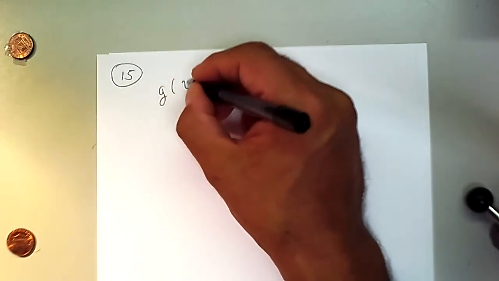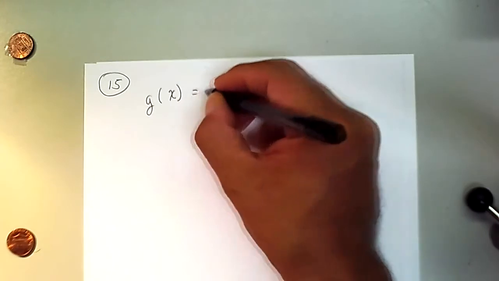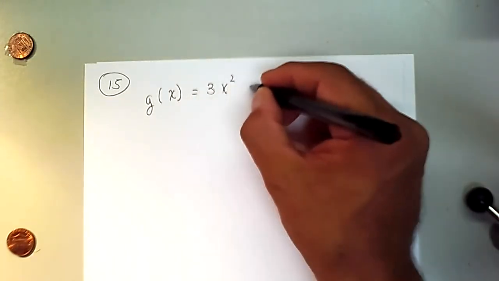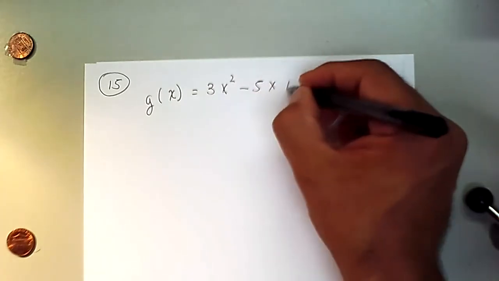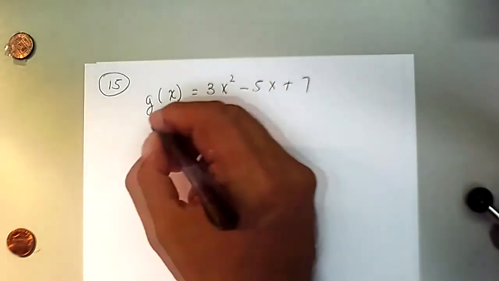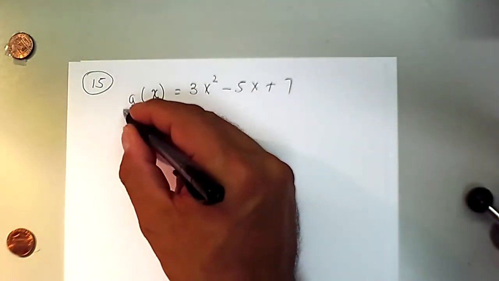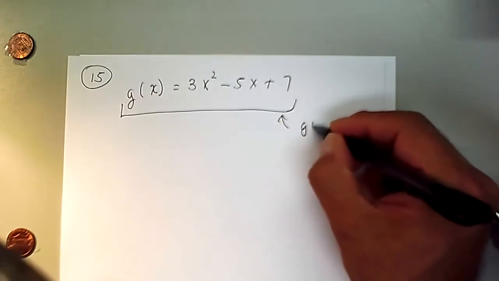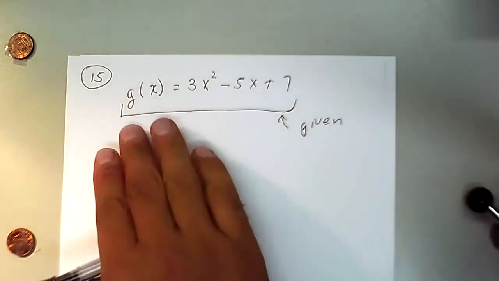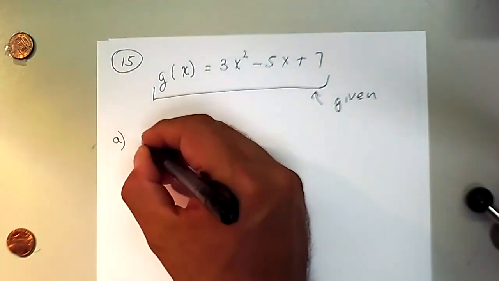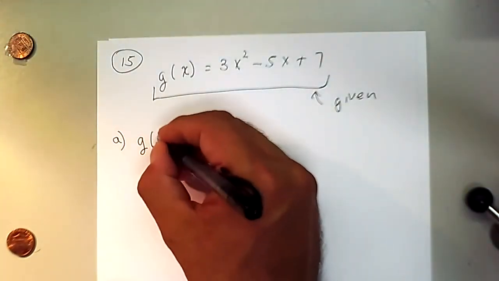So g of x. I'm going to come up with a formula, say 3x squared minus 5x plus 7. Okay, so this is given. Yeah, we have to know what is given and what's something that is not given. So this is given in the beginning of the problem. And let's say they want us to find g of 2.